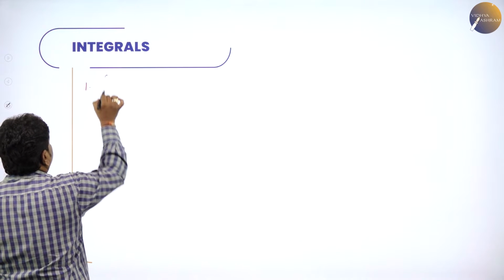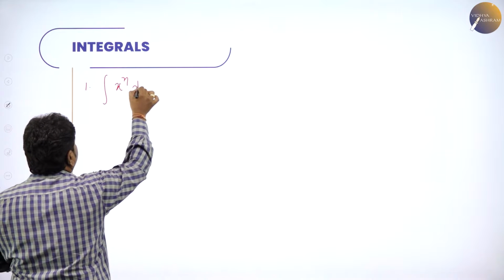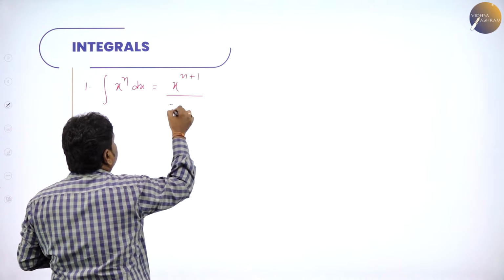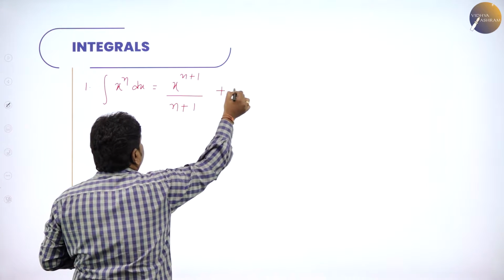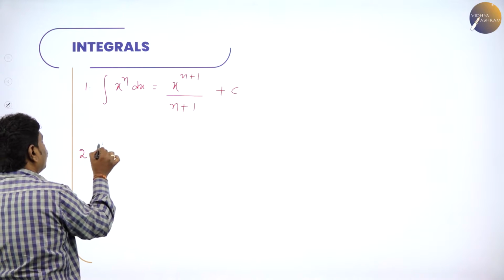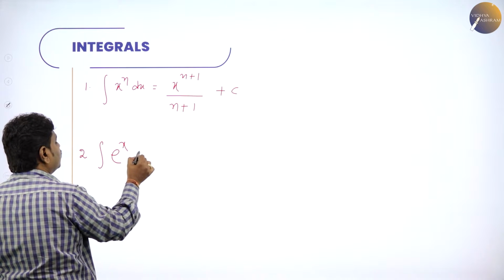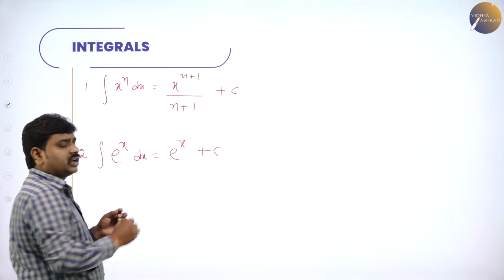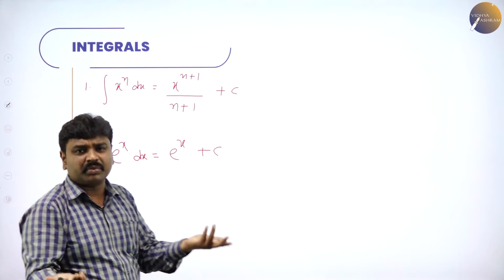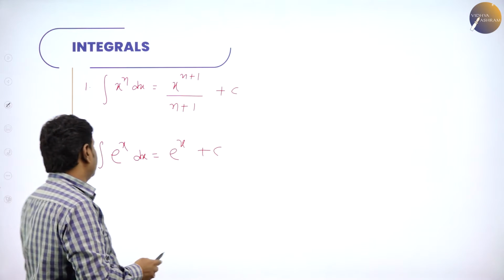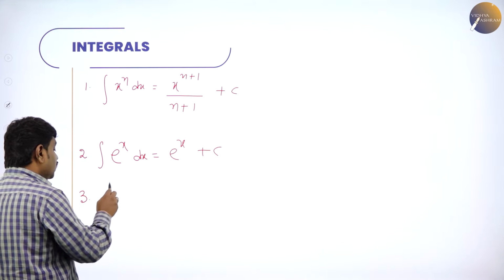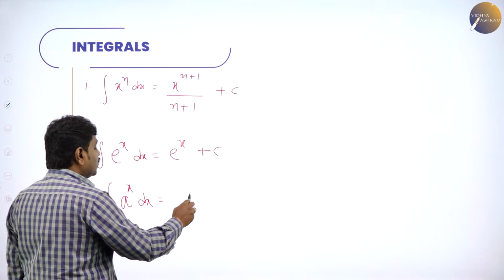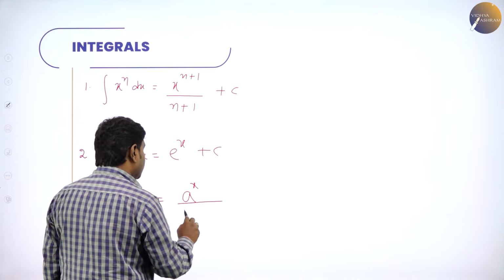So the first formula I taught you was integration of x power n dx. For the power you add 1, and in the denominator also take n plus 1, plus c. And the second formula, the easiest of all: integration of e power x dx is e power x only. Question and answer are both the same, because the derivative of e power x is e power x. Then the third important formula is integration of a power x dx is a power x divided by log base e a.